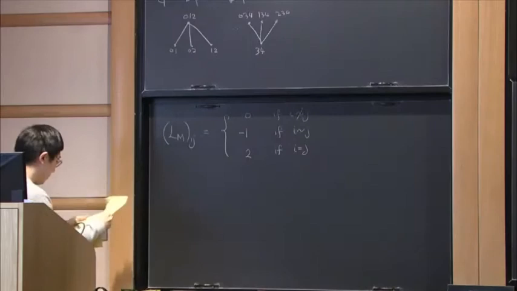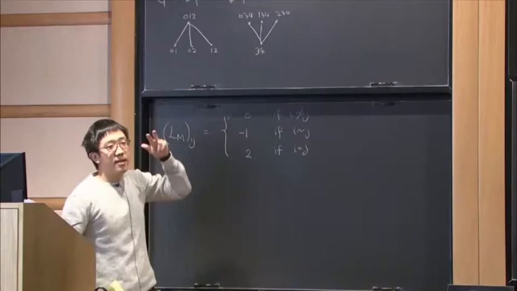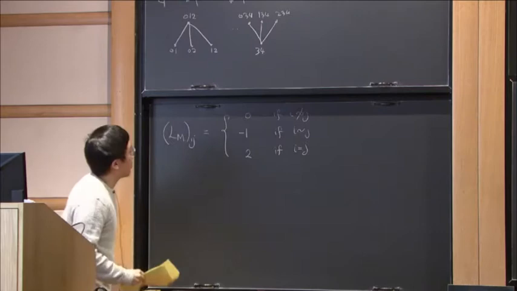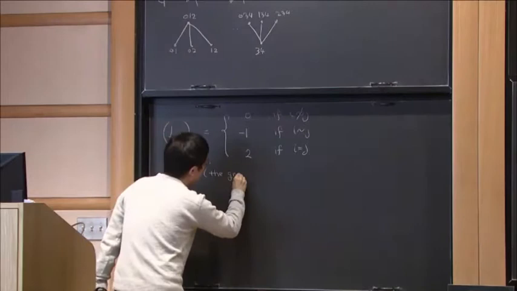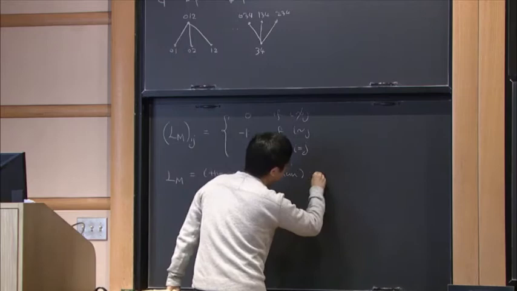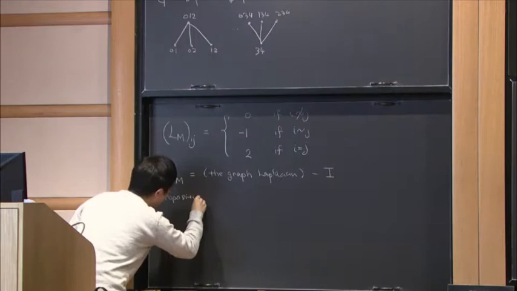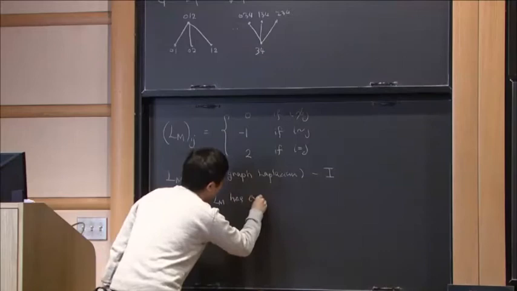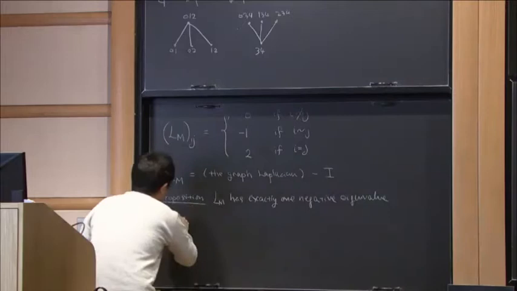So normally in spectral graph theory, the diagonal entries you would put here would be 3, because every vertex has 3 neighbors, and all the diagonal entries should be the degree. Here I put 2, so in other words, what I have written here, L of M, the tropical Laplacian of M, is the usual graph Laplacian minus the 20 by 20 identity matrix. And here the proposition is that this matrix has exactly one negative eigenvalue and four zero eigenvalues.